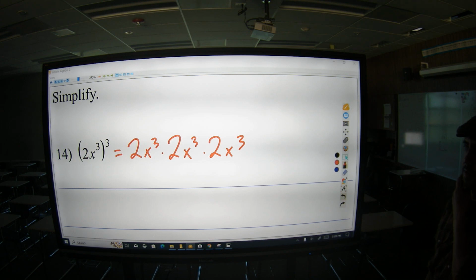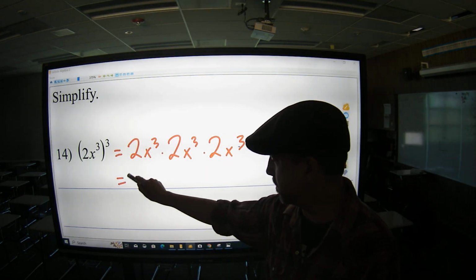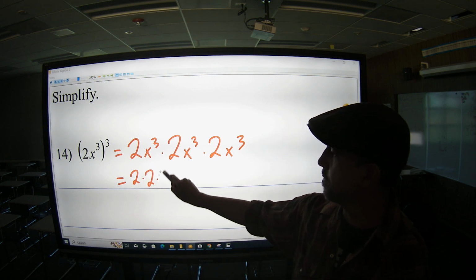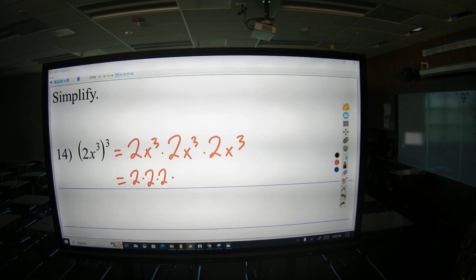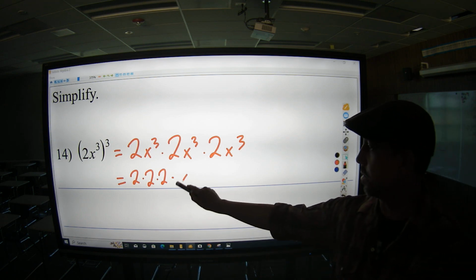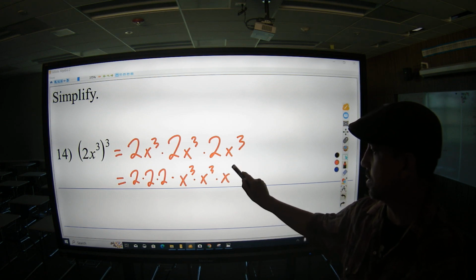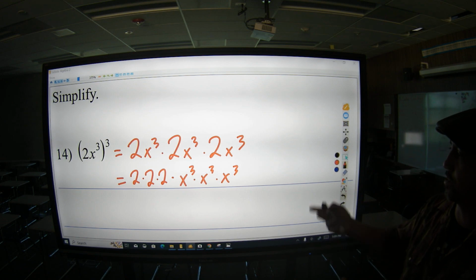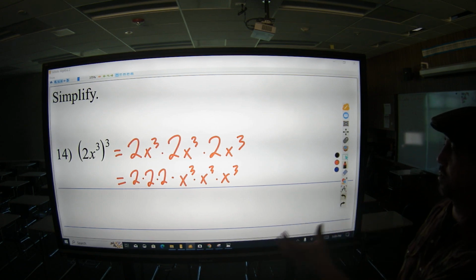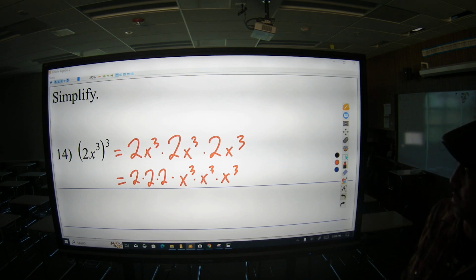And now I see that I'm doing 2 times 2 times 2, and then I'm doing x cubed times x cubed times x cubed. So as I work on this, some people might be thinking that we're making this take a little longer, but again, I'm just trying to make sure that we understand what all of this means. And now we can see this is really just an application of the last rule that we learned.